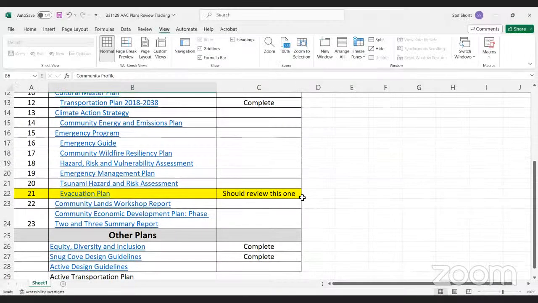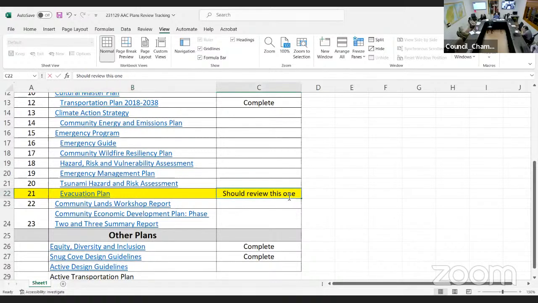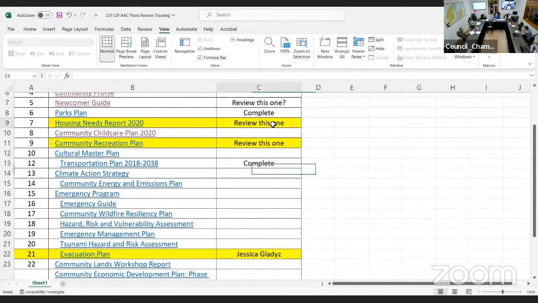I'm also willing to look through the evacuation plan options, because I think that one's really important. Okay, we'll assign names. Thank you, this is Jessica. We'll assign Jessica, and Robin volunteered for something. What was that? Housing, and what's the other one? Recreation. Okay.